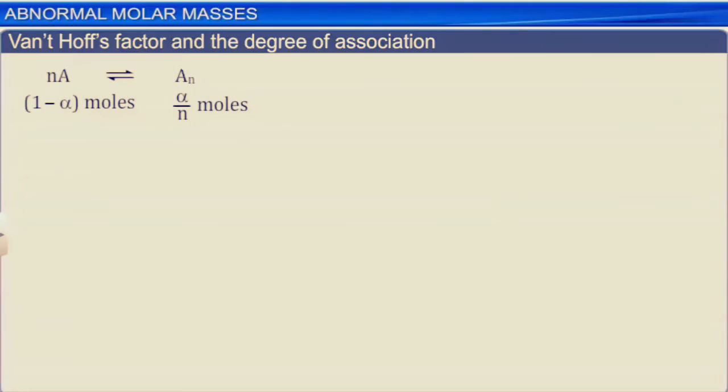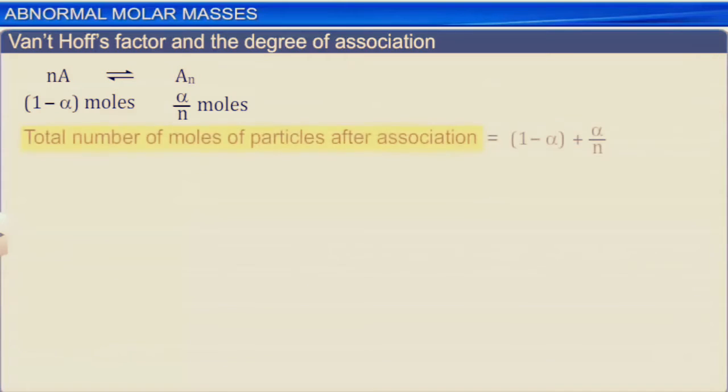If alpha is the degree of association of the solute, then at equilibrium 1 minus alpha moles of A are left in unassociated form, while alpha divided by n moles of A_n are present in associated form. Therefore, the total number of moles of particles after association is equal to 1 minus alpha plus alpha divided by n.